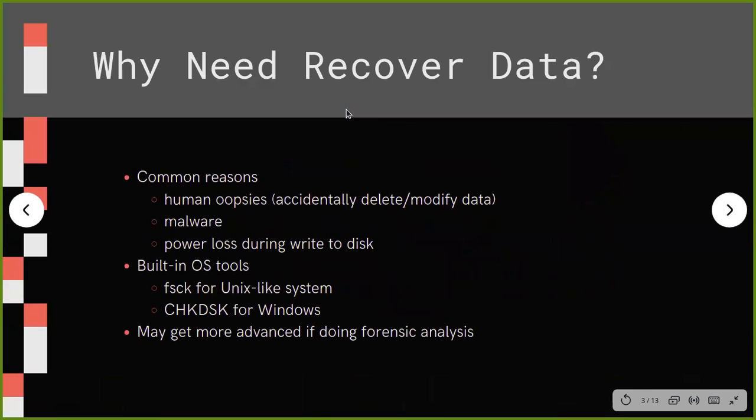Okay, now we can actually talk about data recovery. So, why do we need to know about recovering data in the first place?